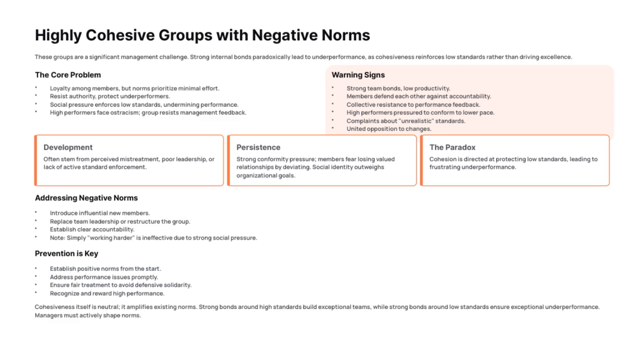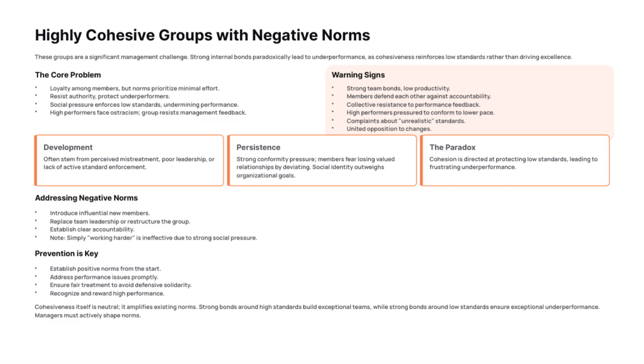Loyalty among members can be a warning sign, yet it often masks norms that prioritize minimal effort and resistance to authority. Social pressure enforces these low standards, which ultimately undermine performance. High performers might even face ostracism, and the group resists management efforts to improve. The core problem here is that these highly cohesive groups with negative norms present a significant management challenge. Their strong internal bonds paradoxically reinforce low standards rather than fostering excellence, making it difficult to drive improvement or change.